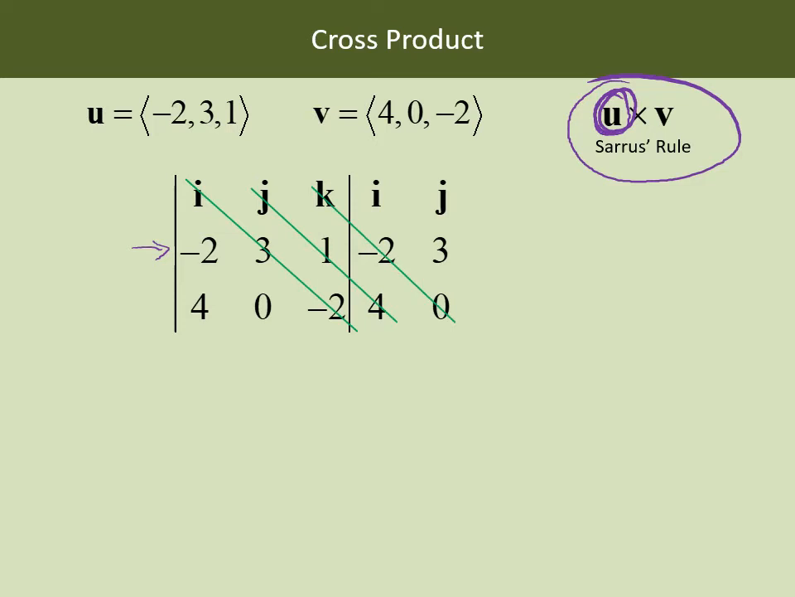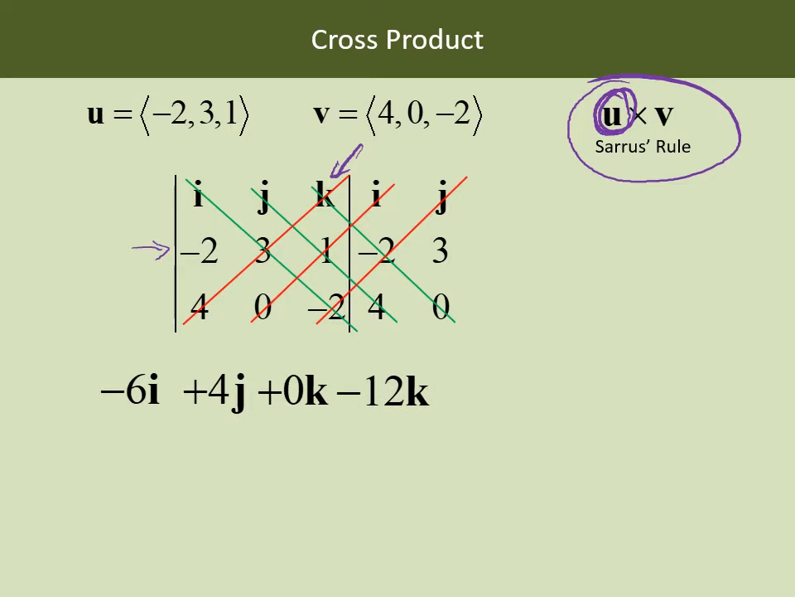And then, of course, our technique was to go this direction, all positives. i times 3 times negative 2 is negative 6i. j times 1 times 4 is 4j. k times negative 2 times 0 is 0. When we go the opposite direction, we make them negative. So this first one is k times 3 times 4, which is 12k, but we want the negative of that.